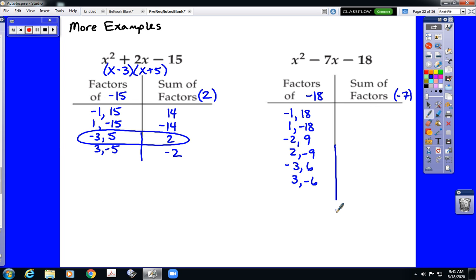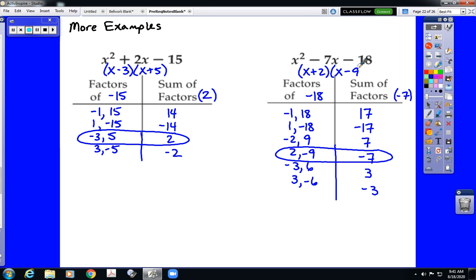So in our head, we should think through these, and we should think to ourselves, well, which one of those adds up to negative 7? And again, we should realize that only one of them does, positive 2 and negative 9. So that would be x plus 2 and x minus 9.